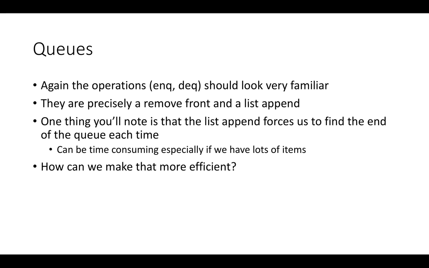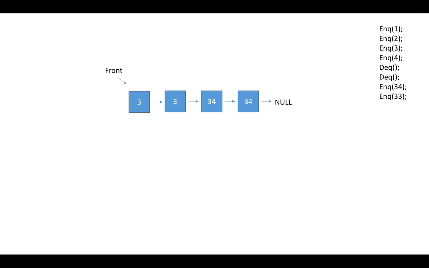The one thing we can kind of note here is that a list append is going to force us to find the end of the queue or end of the list each time we run it, right? And that could potentially be a little time consuming. Right? So if we wanted to enqueue 34, we would effectively start at the front, and we would traverse the list until we found a pointer that was pointing at null, right?